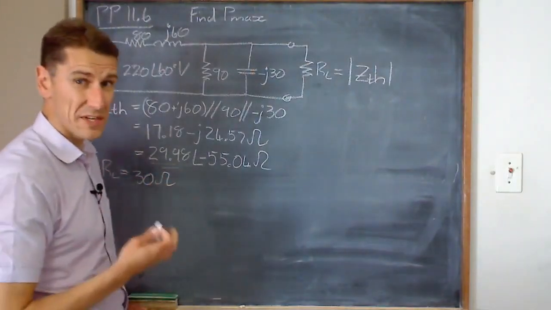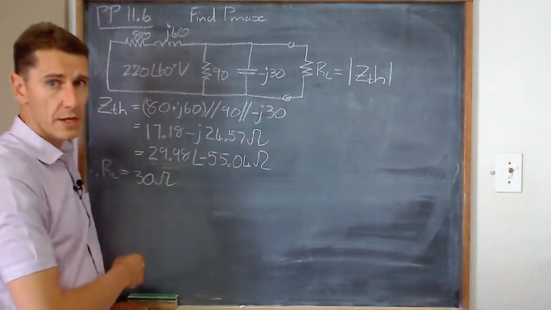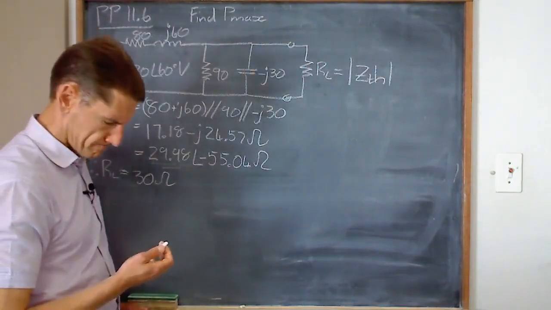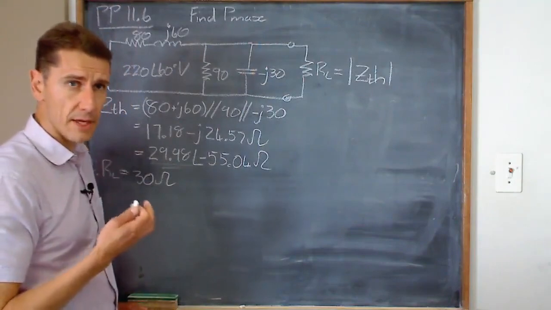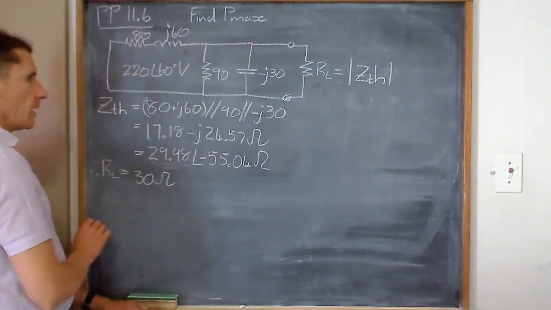Remember I said at least 3 significant digits in the test, so if you make this at least 3 significant digits, you're going to get your 30 ohms. And remember the default tolerance in the test is 1%, so this 30 ohms would be fine.